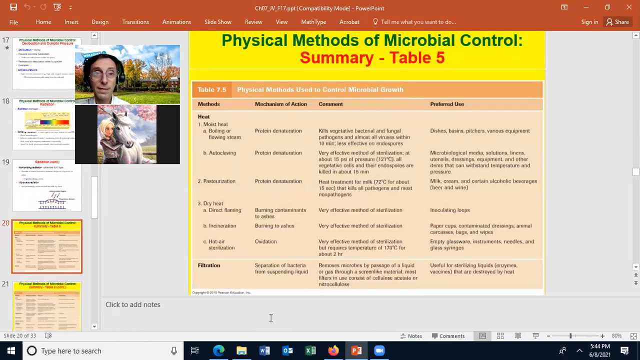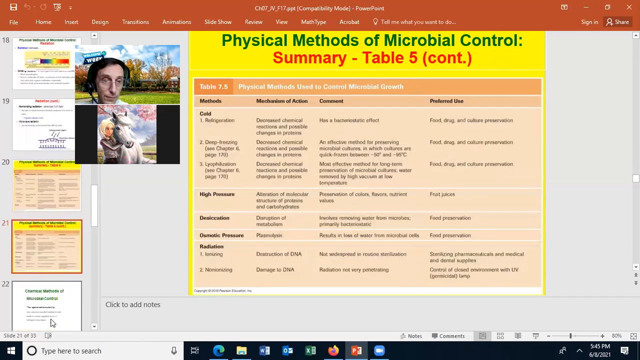So this table is giving us the physical methods for microbial control. You don't need to memorize this table. You should know the different methods. You should know a little bit about the comment, like dry heat, effective, wet heat. It's actually more effective. And that's a continuation of the table, talking about all the things we talked about.